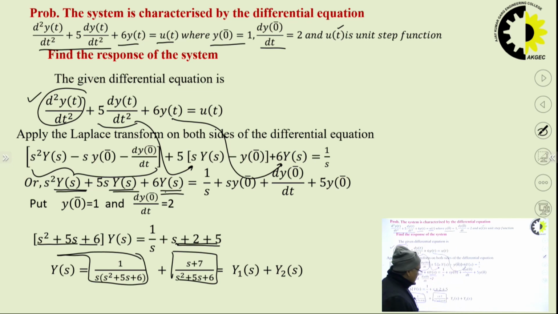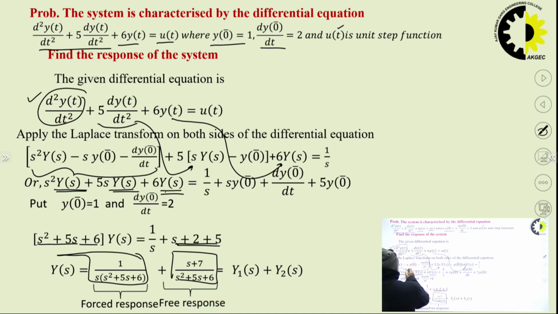So if the question is to find the free, forced and total response, what we have to do is segregate the expression involving the input and the expression involving the initial conditions. I have written it here. The response of this first term will be the forced response, because the input is here, and here we have the initial conditions. The s + 7 is coming from the initial conditions. The response of this Y2 is called the free response.